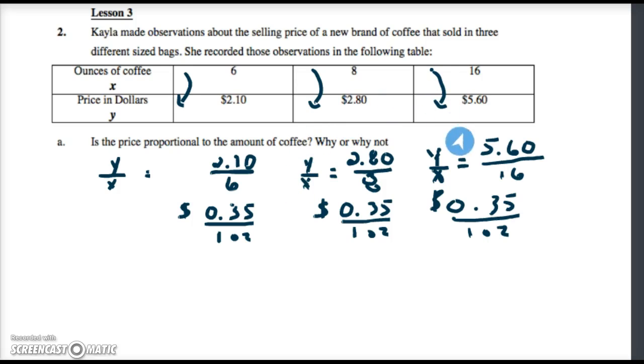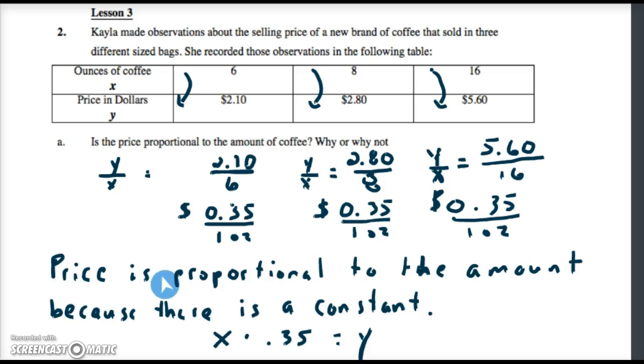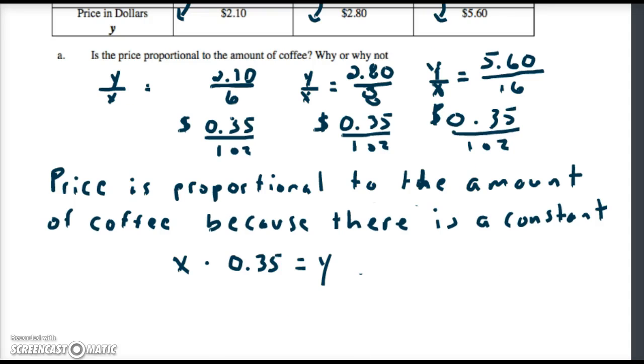And so again, we do see that there is a constant in our table. So, like problem 1, we find that price is proportional to the amount of coffee. So I fixed my answer. Price is proportional to the amount of coffee because there is a constant: x times 35 hundredths, or 35 cents, equals y.